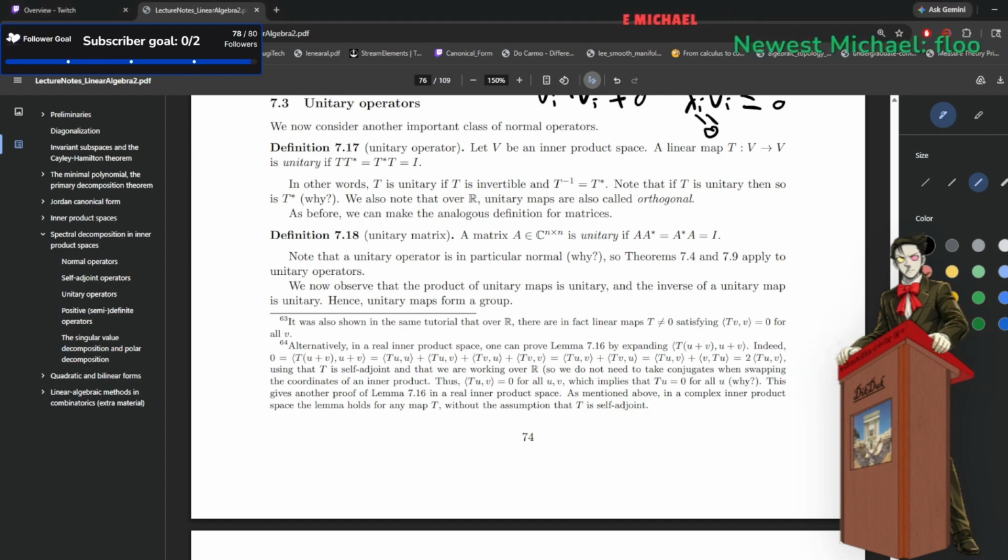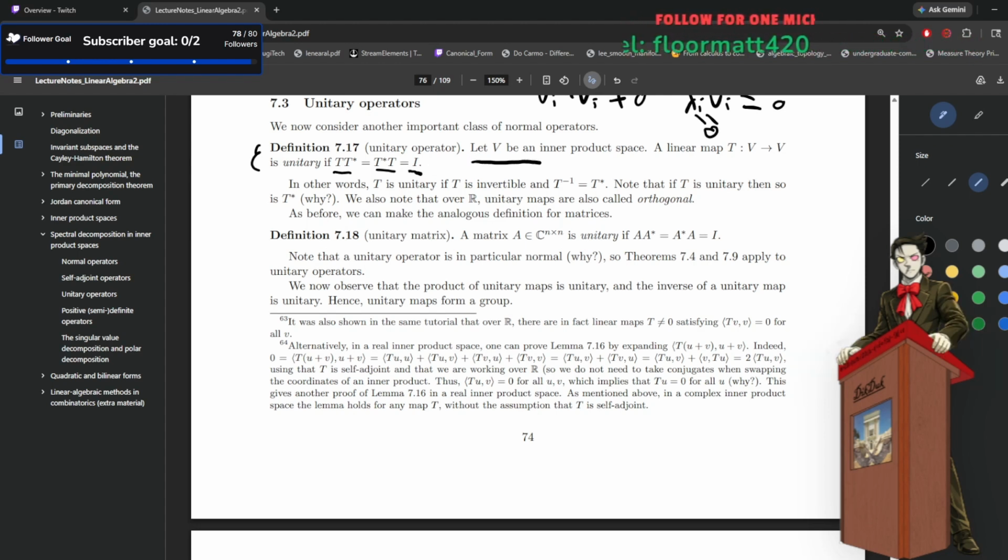Now, we consider another important class of normal operators. Definition 7.17, the unitary operator. We have covered unitary operators on stream earlier, where T star T is equal to T T star, which is equal to the identity. Now, this is actually quite convenient.